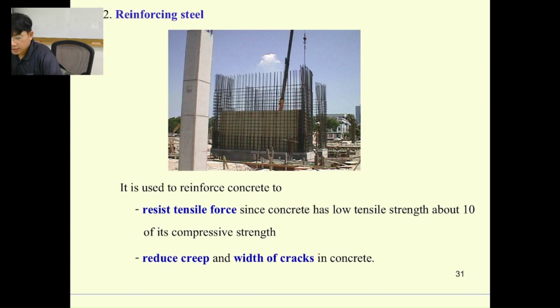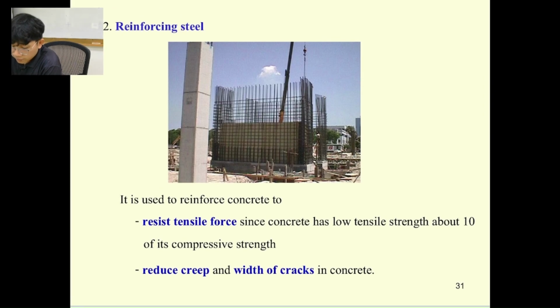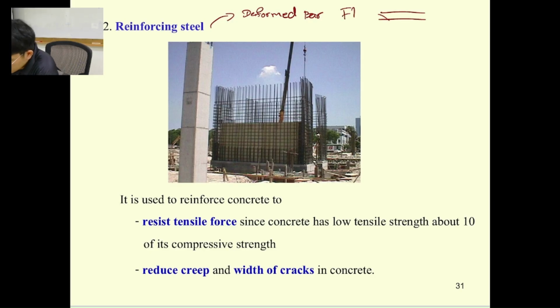For the reinforcement steel, basically we have just a few types. We have one, which is deform bar. Do you know what a deform bar is? Have you ever seen a deform bar? It's from F1, the one that you tested, right? So the section is going to look like this, right? It has some shape in order to bond with concrete.